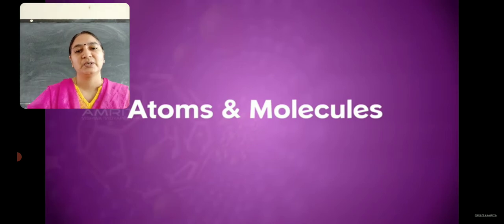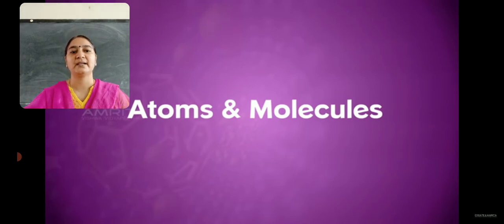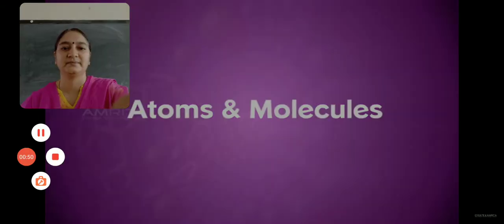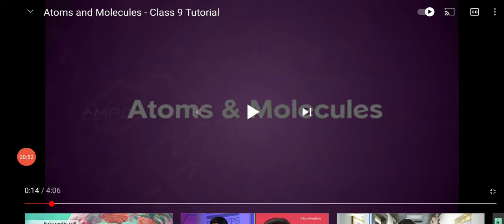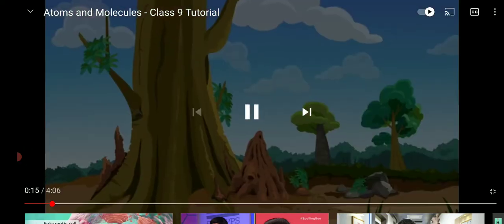Okay students, today we discuss atoms and molecules. In that, the structure of atoms, then the meaning of valency, then molecules with examples, and how to write electronic configuration. Okay students, first see what is the meaning of atoms.